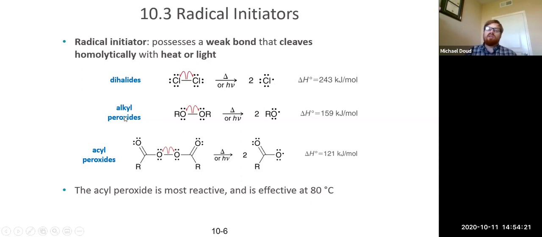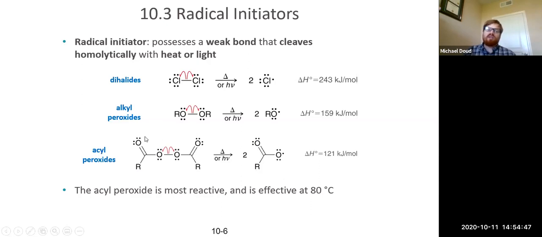The other thing that can happen is what's called an alkyl peroxide. So hydrogen peroxide, you may be familiar with that. That's H2O2. Alkyl peroxides are just any oxygen-oxygen bond, where those oxygens are then bonded to carbon groups. These can also easily homolytically cleave and give you 2 radicals. And then finally, the strongest initiator is what's called the acyl peroxide.